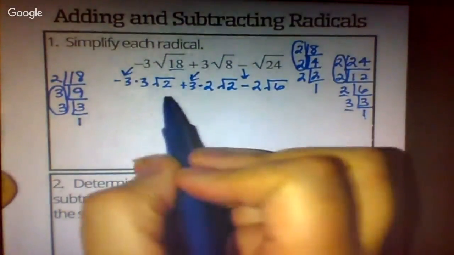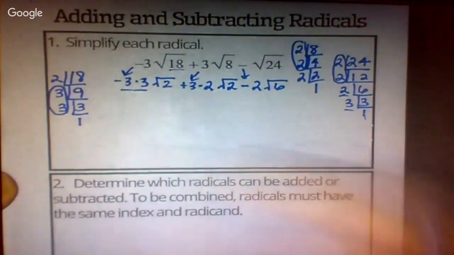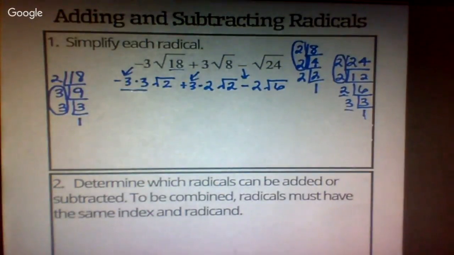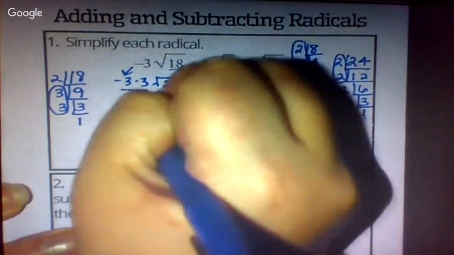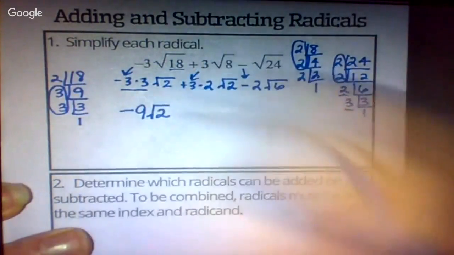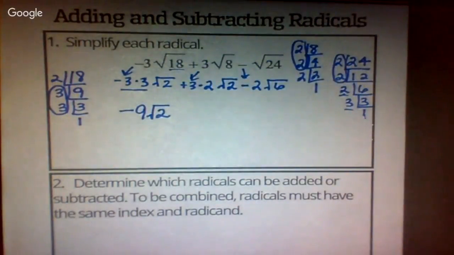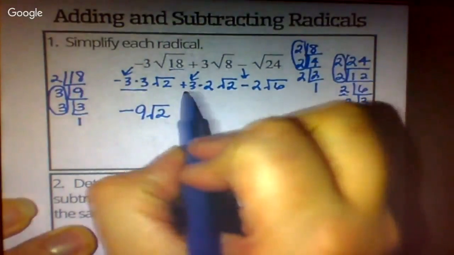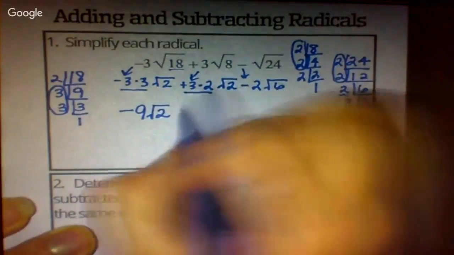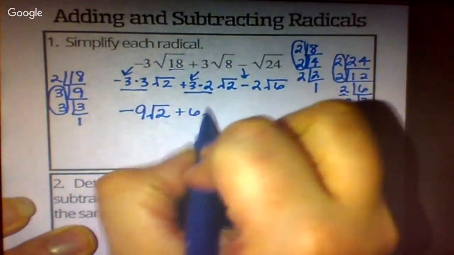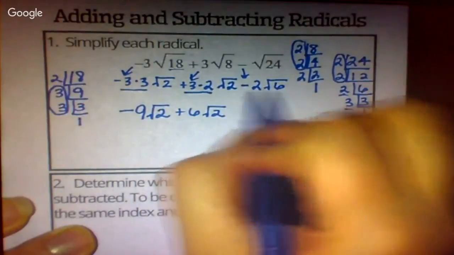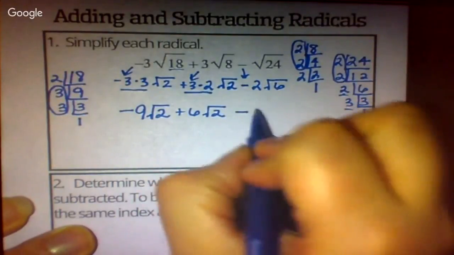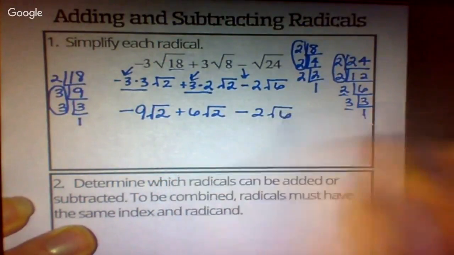out in front of this square root of 2, I have -3 times 3, which is what? -9. So this first one is -9 square roots of 2. All I did was multiply the numbers out front. Here, I have 3 times 2, which is 6. 6 square roots of 2. And then this one only has one number out front, so it's -2 square roots of 6.